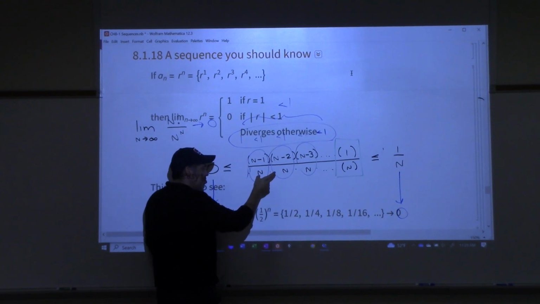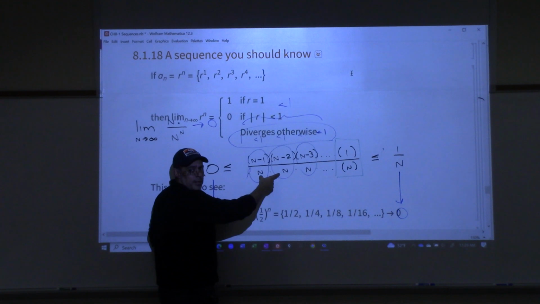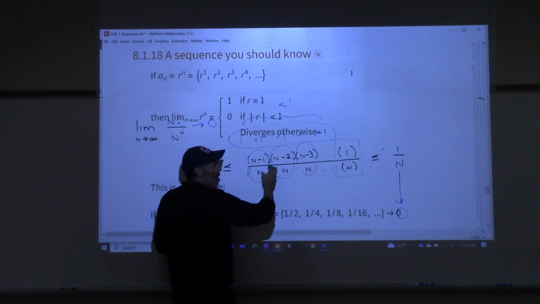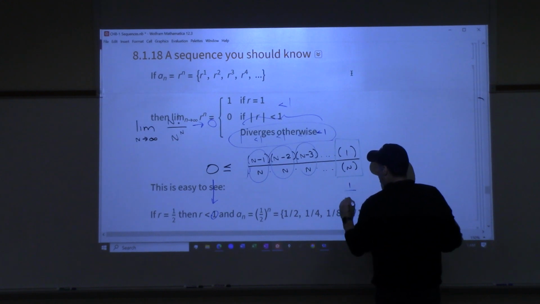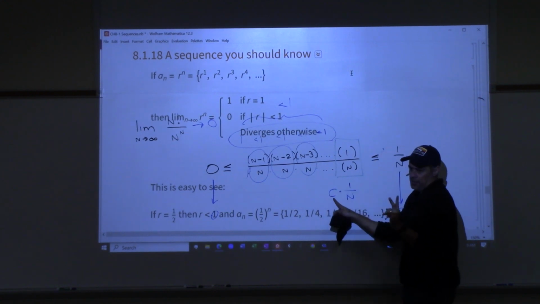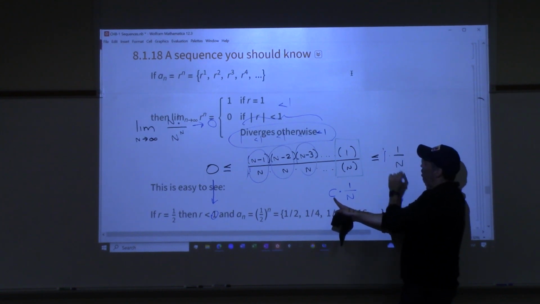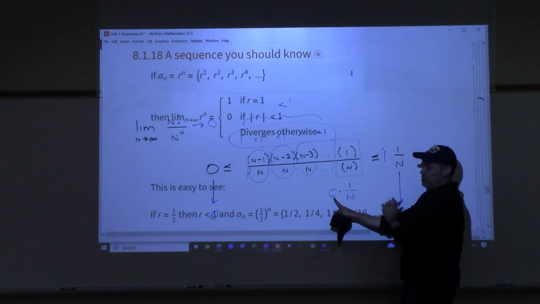So what happens when you take the product of two numbers that are smaller than 1? You're still smaller than 1. Yeah. All of these are smaller than 1. So this right here is 1 over n with some constant in front of it, but that number is smaller than 1. The constant in front of this one is 1. So a number that's smaller than 1 in front of this is less than or equal to the number 1 in front of this.